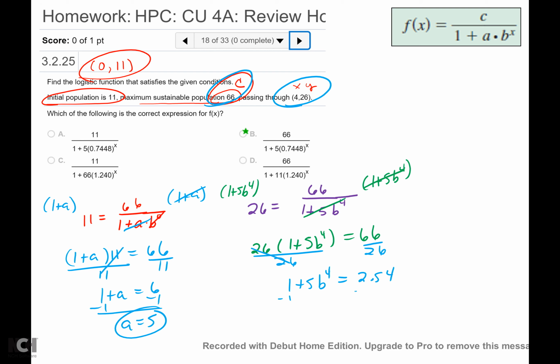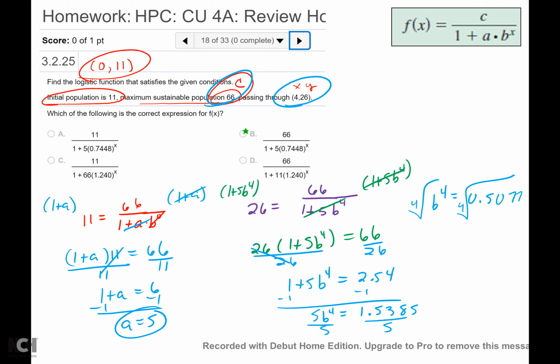All right, so now I'm going to subtract 1. I get 5B to the 4th equals 1.5. You know what? I'm not going to round. I'm going to go at least 4 places. 3, 8, 5. Okay, divide by 5, and I get B to the 4th equals 0.50770, if I round. Then take the fourth root, so 4, math, 5, and I get B equals 0.84411, blah, blah, blah.